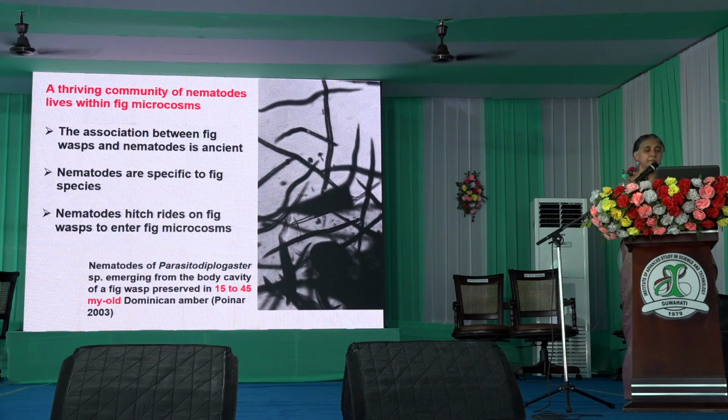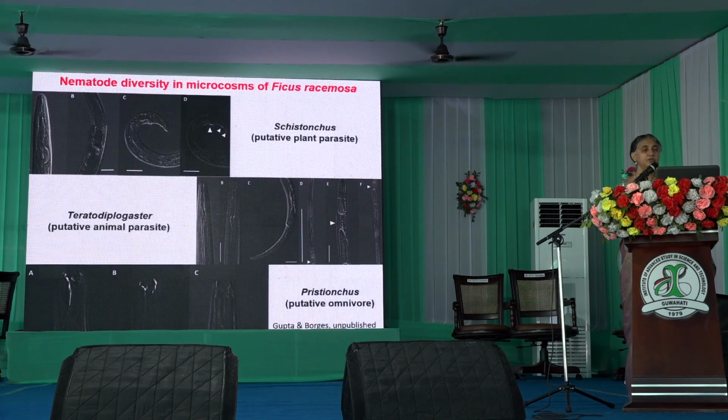We've also investigated many other organisms within our microcosm, because we have a thriving community of nematodes. This association between fig wasps and nematodes is very ancient, going back about 45 million years. I have a PhD student who has opened up this whole world of nematodes to us. We now know that we have plant parasitic nematodes, animal parasitic nematodes, and omnivorous nematodes. But what's more important is that these nematodes are very species specific. They only occur in one species of fig, and they don't occur in other ones. They're specific to the fig species.